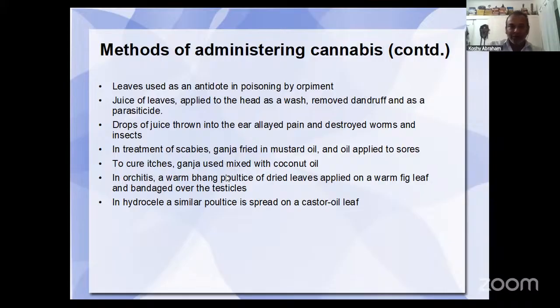We see some combinations of ganja that are used for specific conditions, such as ganja fried with mustard oil, used in the treatment of scabies. Ganja mixed with coconut oil was used to treat itches. In orchitis, which is basically the swelling of the testicles, a warm poultice of bhang was applied to fig leaves, and these were bandaged around the testicles. A similar procedure was followed for treating hydrocele, but instead of fig leaves, the castor oil leaf was used. So we see from these two slides the various ways in which the plant could be administered to treat different kinds of illnesses.